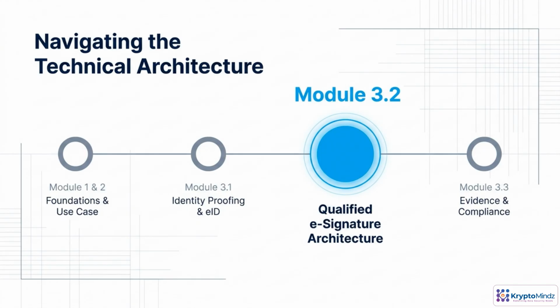Up to now, you've seen the foundations, the use case, and how identity proofing works. Now we'll zoom in on the qualified e-signature architecture, how remote signing services, QTSPs, and your bank application work together in practice. We'll then complete the picture by showing how the solution produces evidence and supports compliance.